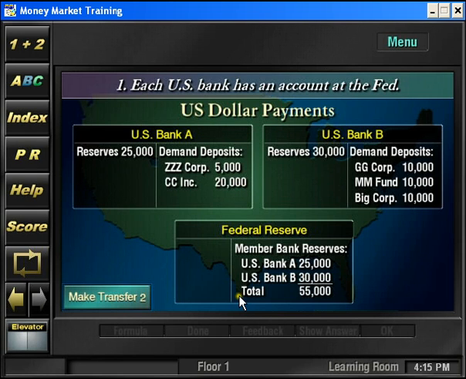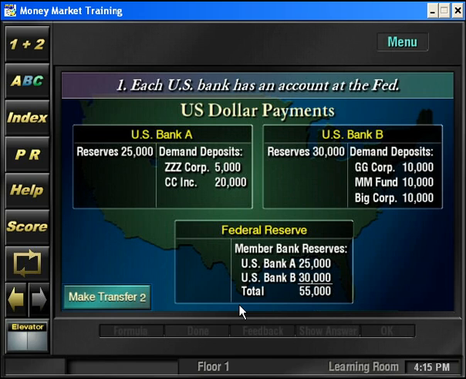To understand what eurodollars are, one must first understand how U.S. dollar payments, other than those in currency, are made. All banks that are part of the U.S. banking system, including the U.S. branches of foreign banks, must maintain a reserve account at the Fed, as we show here.